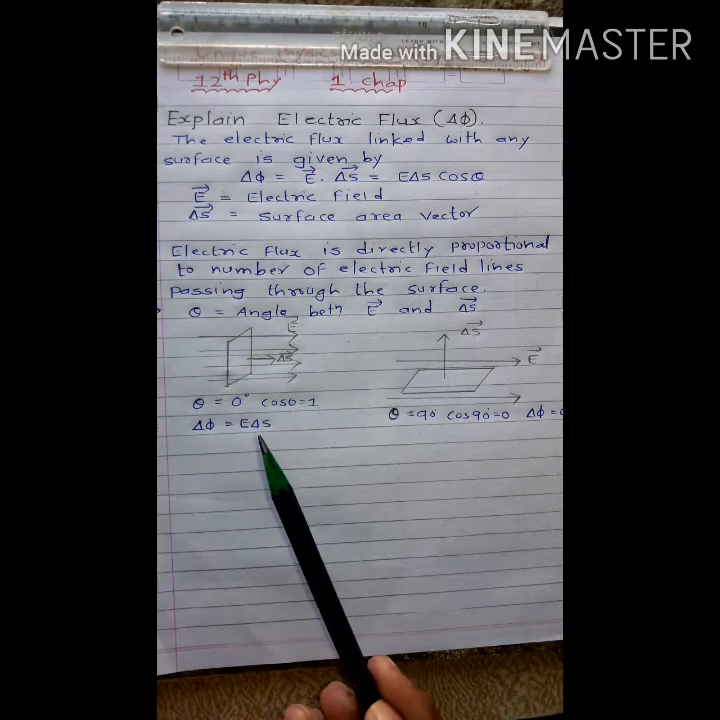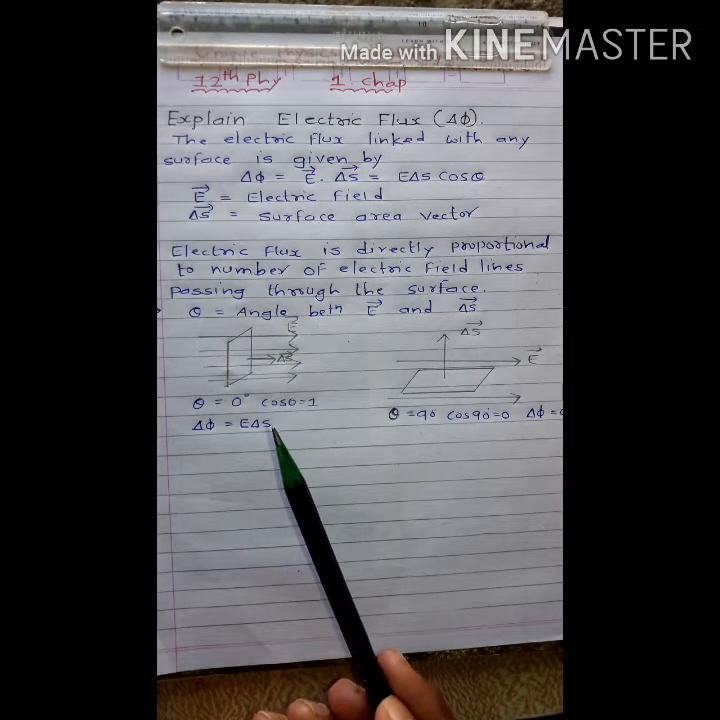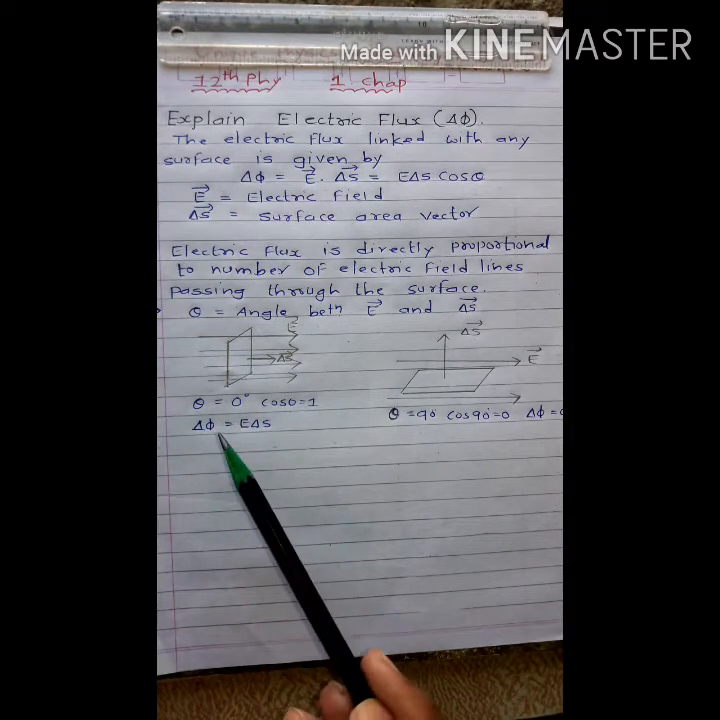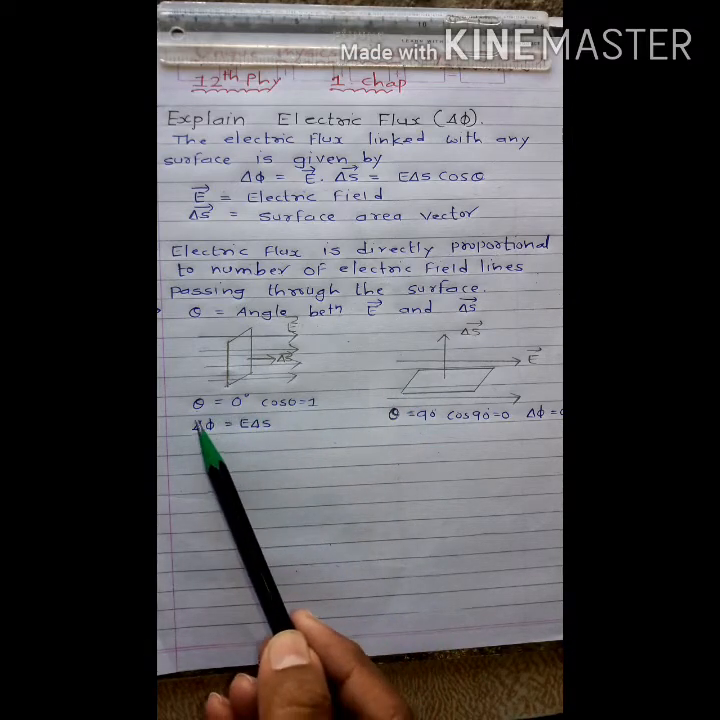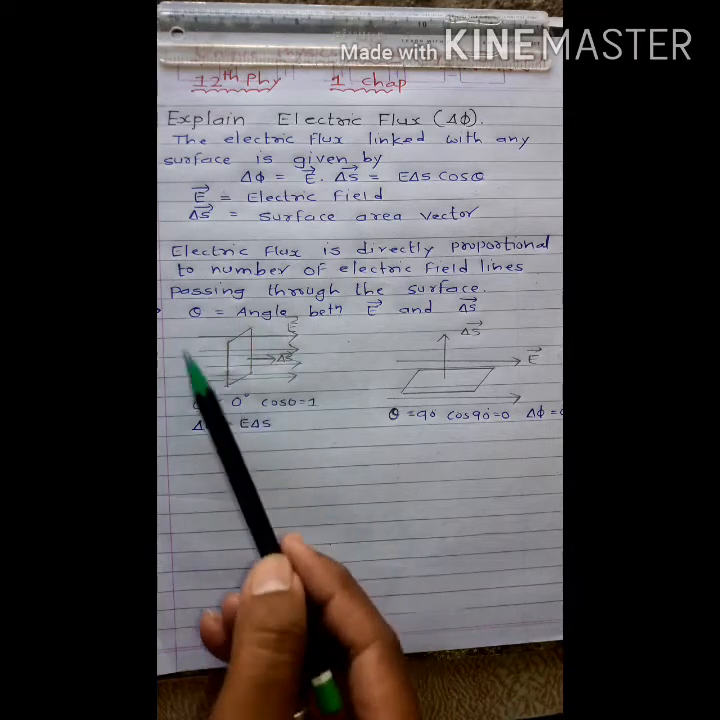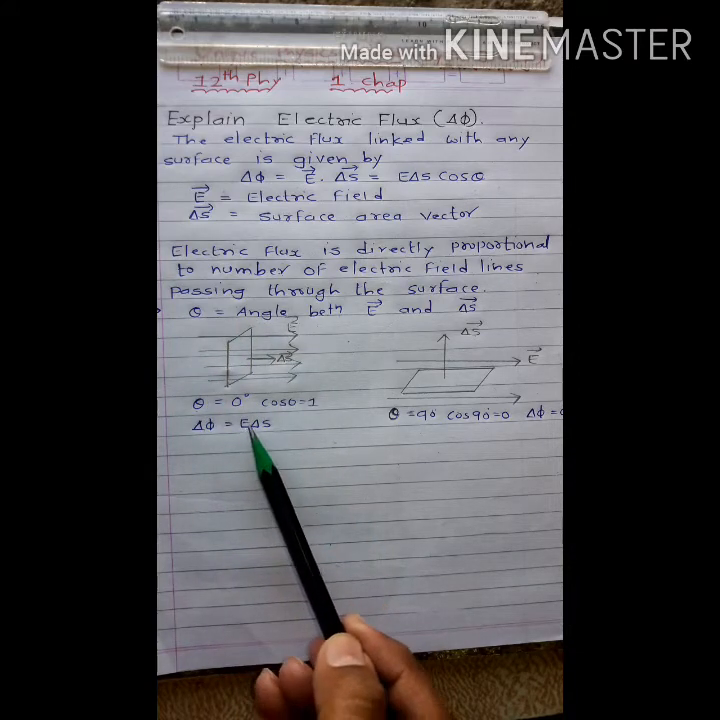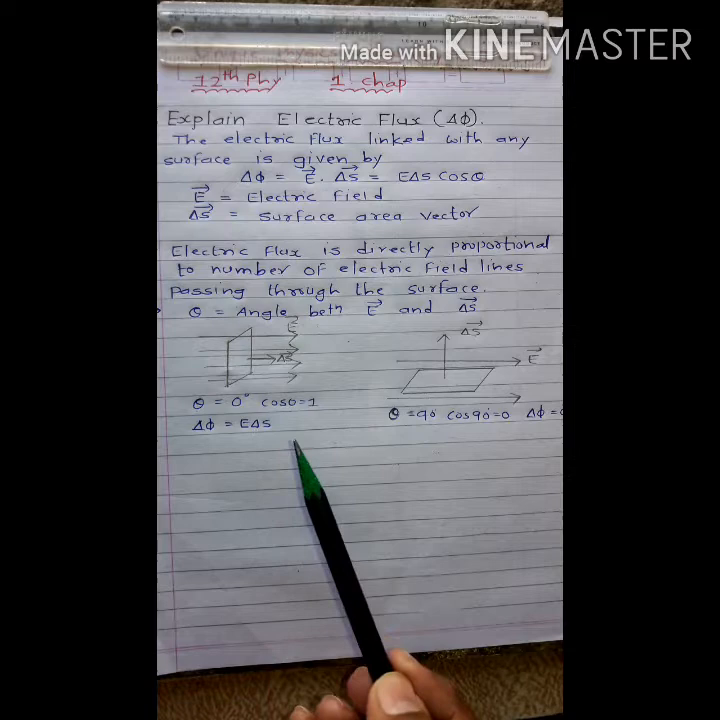So delta phi is equal to, we have the equation E delta S. This is called maximum flux. So for 0 angle, the flux linked with this surface is equal to E delta S, that is maximum flux.